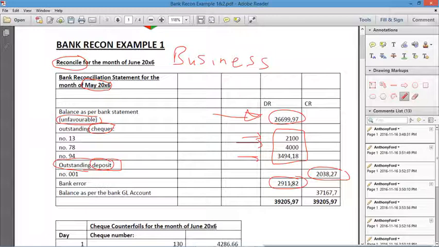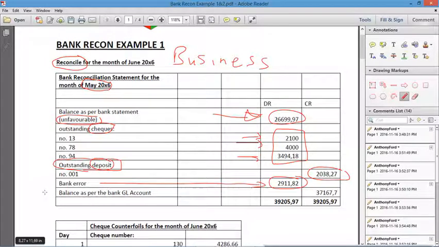Are you entitled to that? No. So the bank made an error. They've deposited money in your account which doesn't belong to you. That's an error that the bank will have to rectify. And errors could be either or. It could be a debit or a credit. There's no hard and fast rule for that.